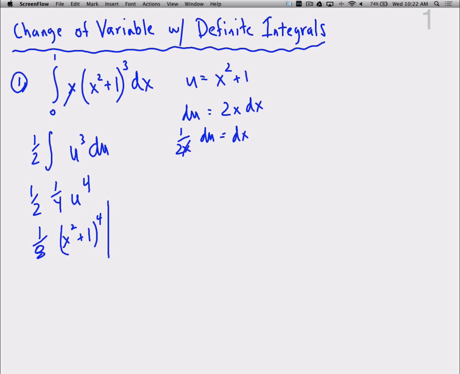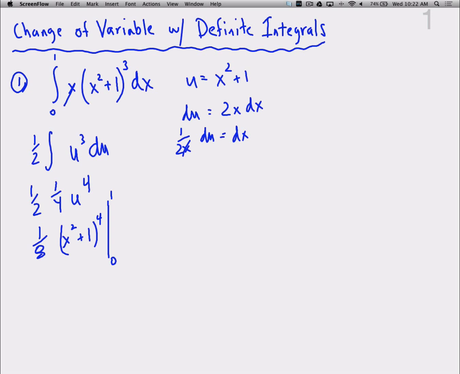Now I'm going to introduce my limits of integration, because now I'm working with x again. Those limits of integration are based on the variable being x. When I'm working with u, it's not x, so therefore I don't have those limits of integration. Okay, so then go through and solve the problem.